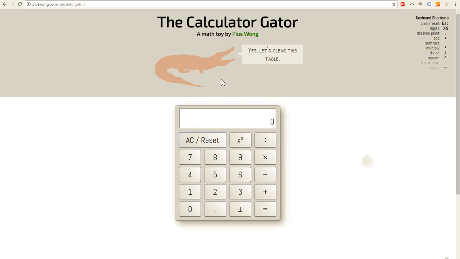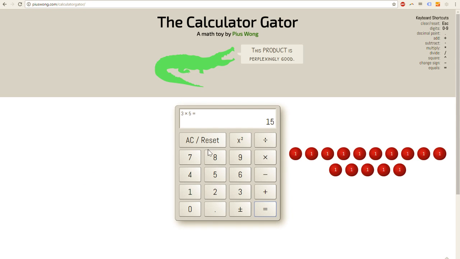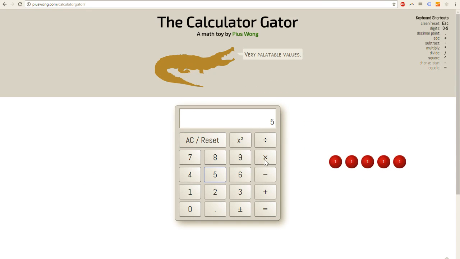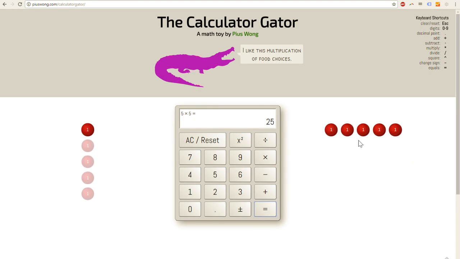We can reset, and our gator will eat all our numbers. We can also multiply 3 times 5, and that equals what? So over here we've rearranged our multiplier, and let's do that again. We'll do 5 times 5. Now see what's happening here. Our multiplier on the left is going to turn into a column, and our multiplicand on the right stays a row. And we basically arrange it.